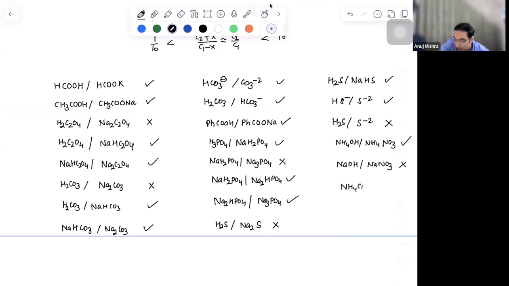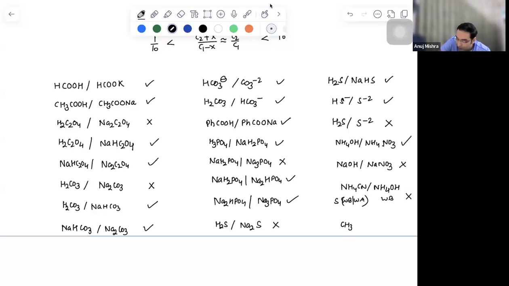Ammonium cyanide, ammonium hydroxide. It's a weak base, with a weak acid salt. Okay, so a weak base with the salt of a weak base and strong acid is a buffer, not this way. So I will say the answer is no. Okay, can you do it?